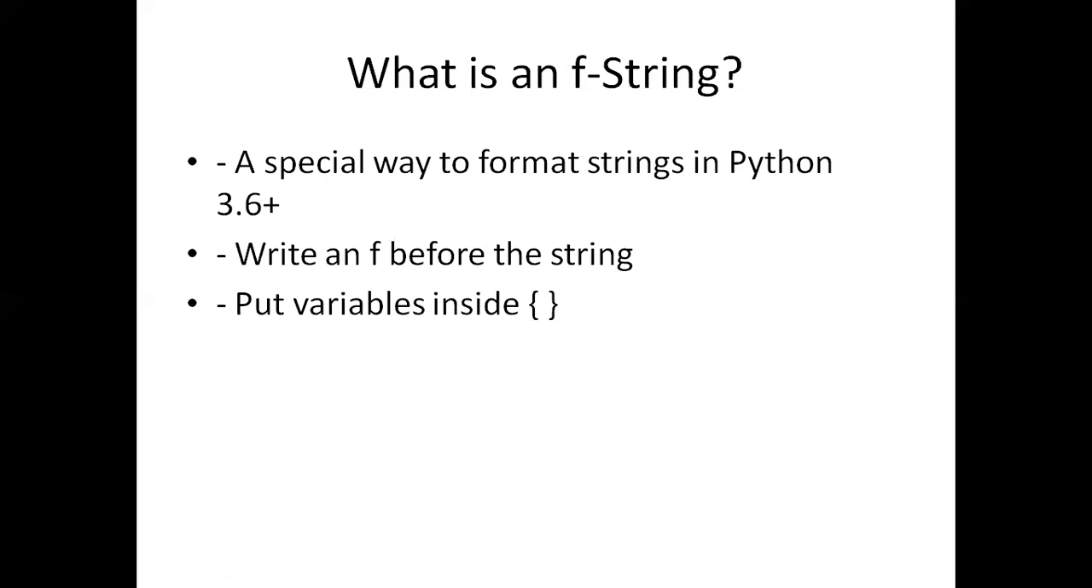F string is actually an easy and organized way to format strings in Python 3.6 version. So here we can see there are two steps to write an F string. First one is write an F before the string and the second put variables inside the bracket.